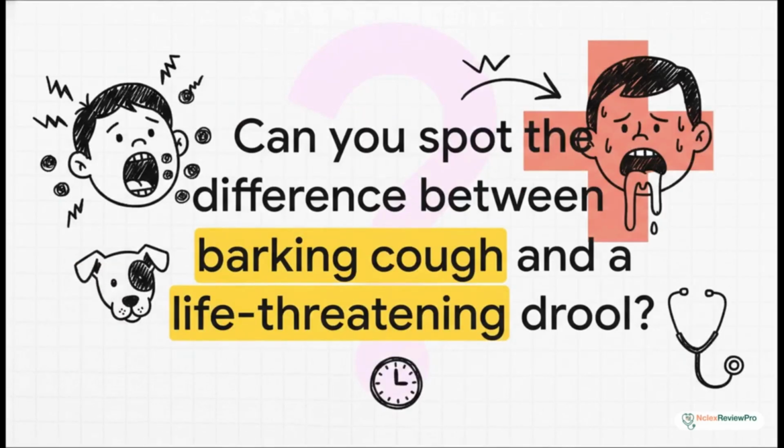We have covered a ton of ground, from the first telltale signs to the tools of the trade. So I'll just leave you with this question. Now that you know the clues, could you spot the difference between a child's barking cough and a life-threatening drool? Because in the world of airway emergencies, being able to make that distinction, well, it can make all the difference.